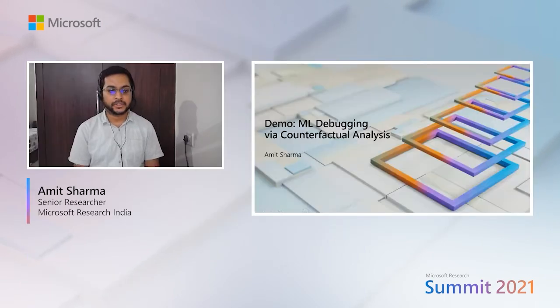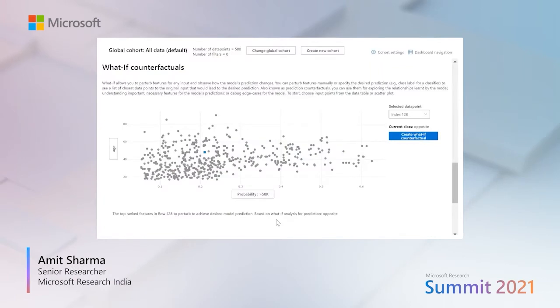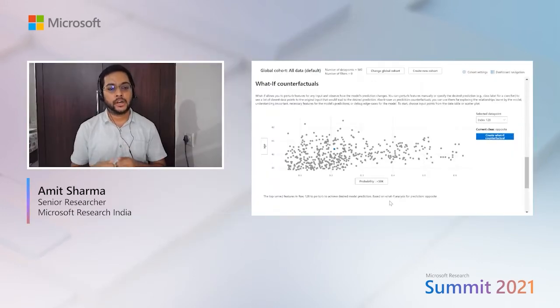I'm Amit Sharma, and I'll talk about how instance level debugging and explanation can be done using what-if counterfactuals. What-if counterfactuals allow us to perturb features and observe how the model's prediction changes. So this is a very common requirement when we are analyzing machine learning models. We want to know, if I change this feature, how would the model react? In addition, what this tool allows you to do is to do it automatically.